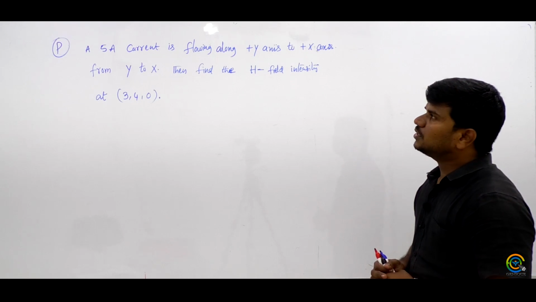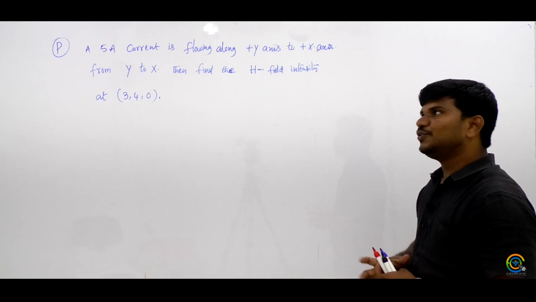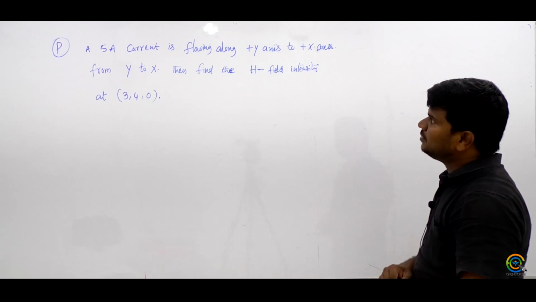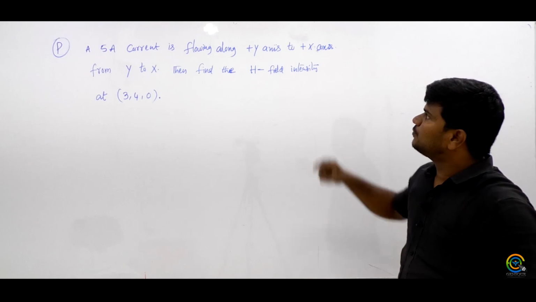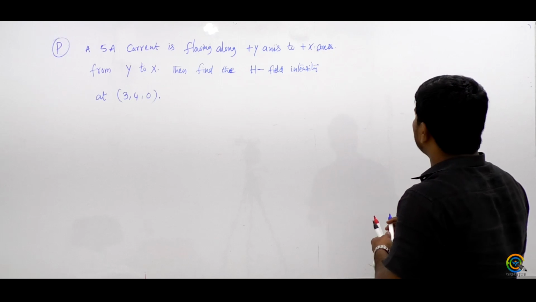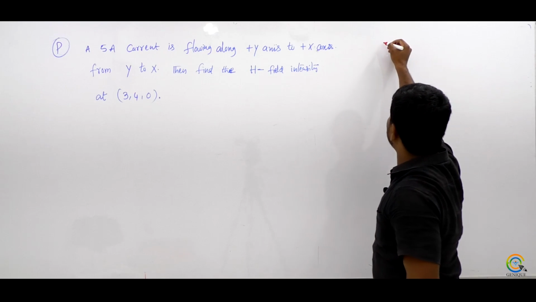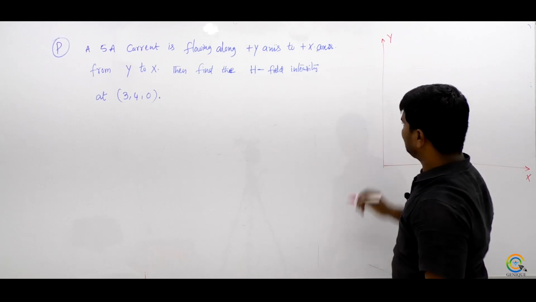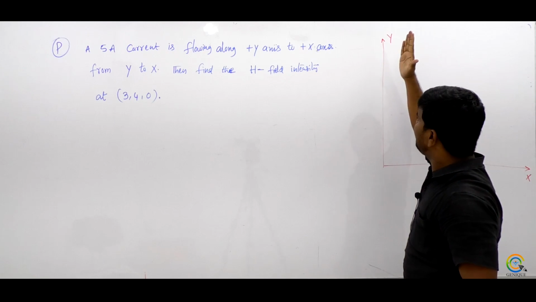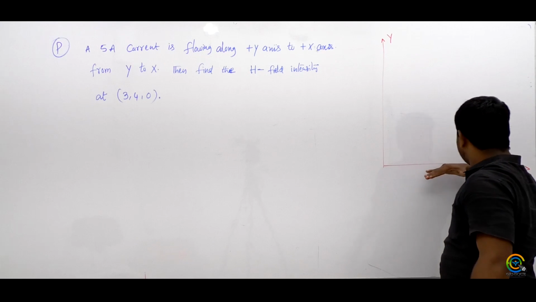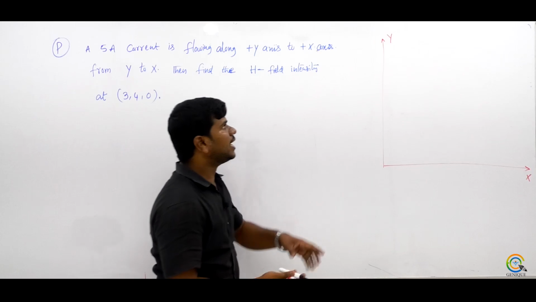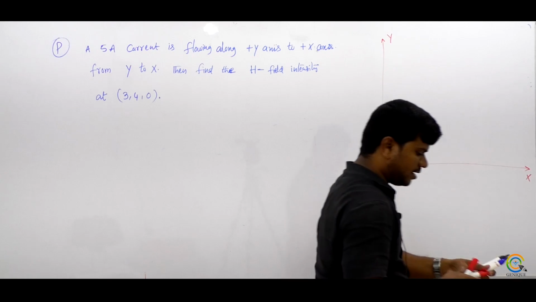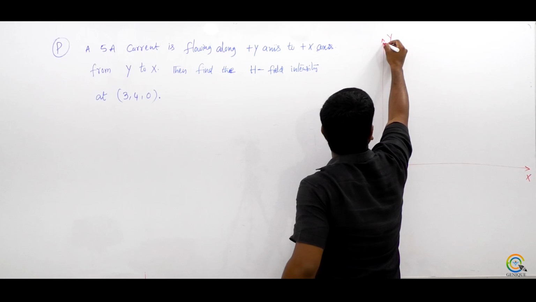This question is somewhat tricky. If you know that concept, it is very easy for you to solve it. Observe this: the current is flowing from plus y to plus x axis. That means the current carrying wire is on the plus y axis and the plus x axis.